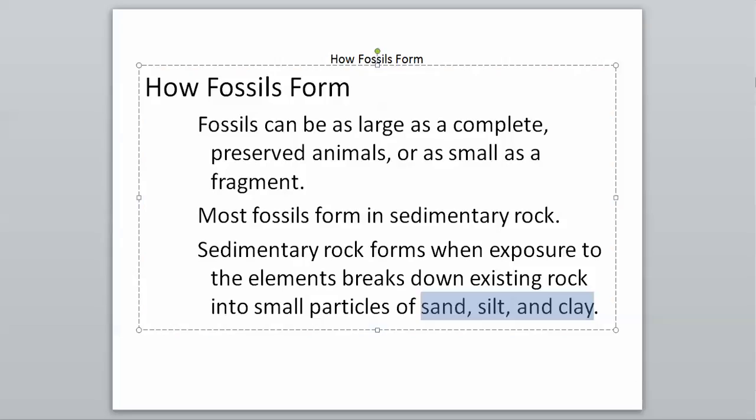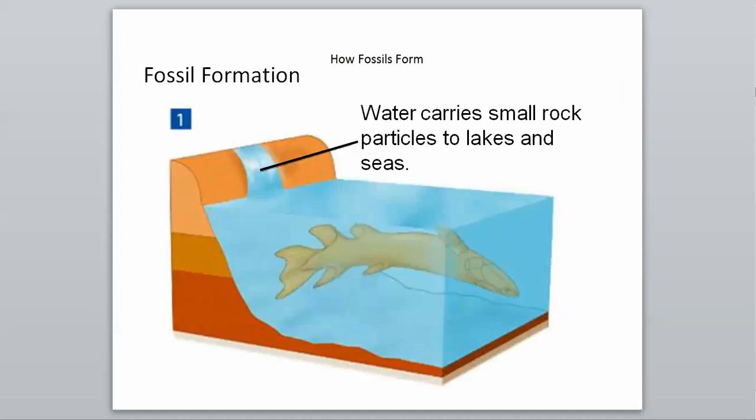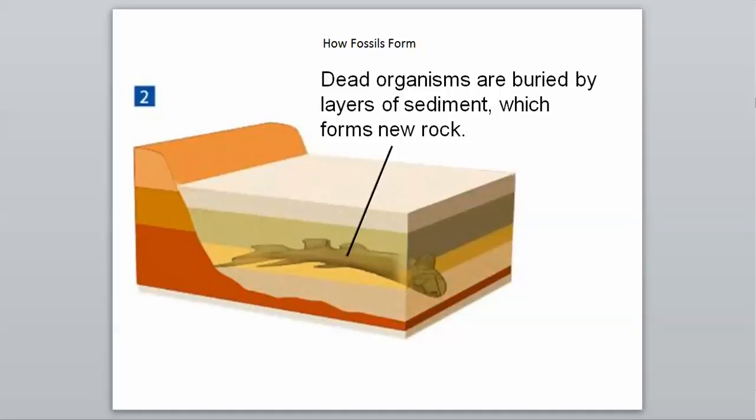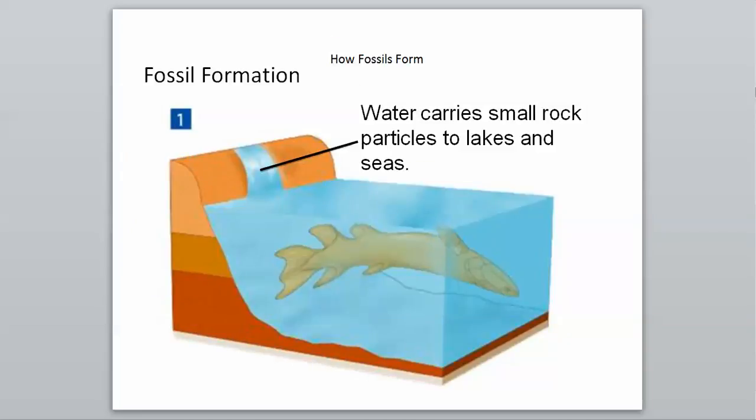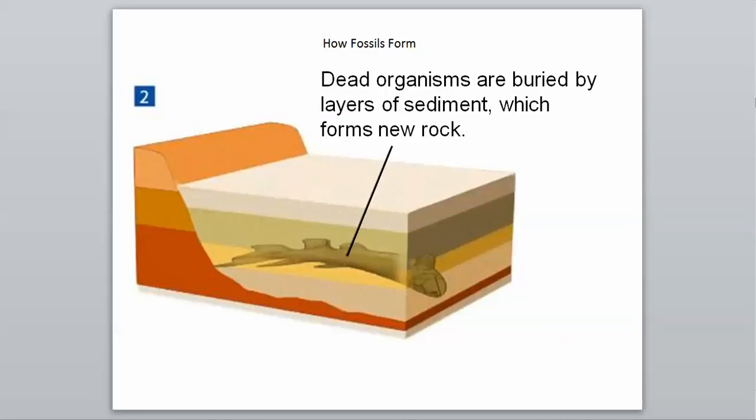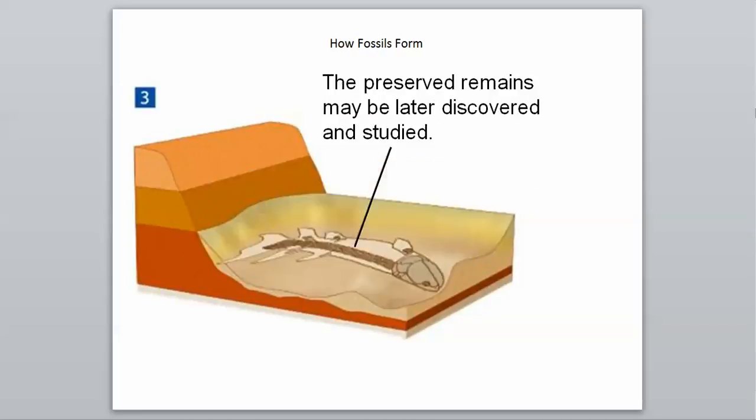Now we're going to take a look at a simple step-by-step of how a fossil forms. The first step is that water carries small rock particles to the lakes and the sea. Look, we have our dead fish here. It's going to become a fossil. Water brings rock particles to put on top of it, and so the dead organisms are buried by layers of sediment, which forms new rock. Sediment is just formed by these small rock particles, and they build up on top of our dead organism. Eventually it forms a new rock, and then the preserved remains may later be discovered and studied.